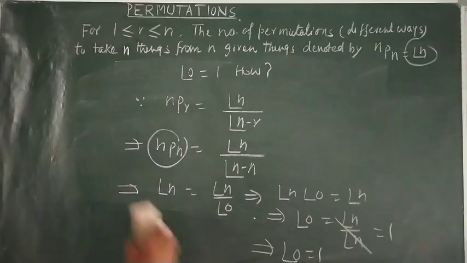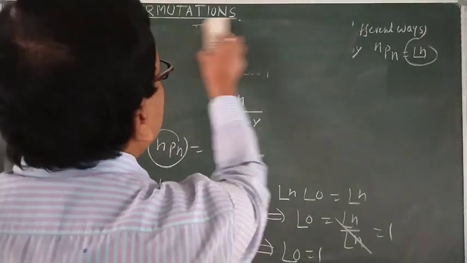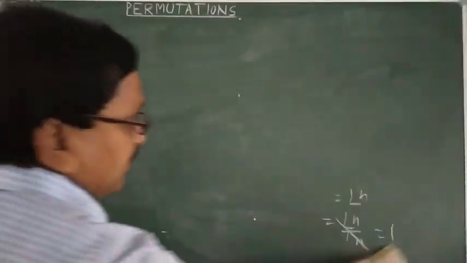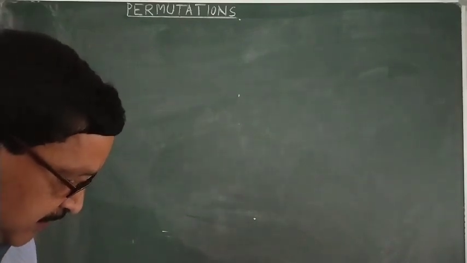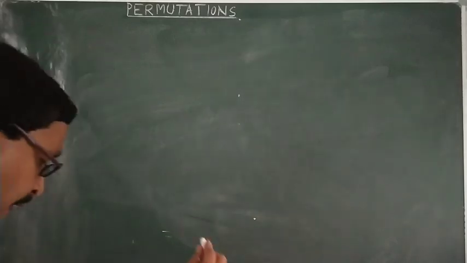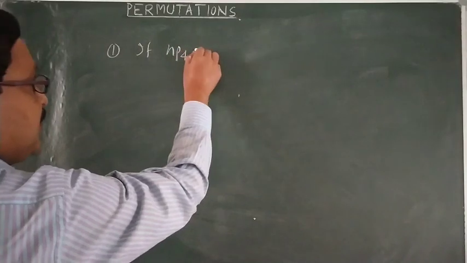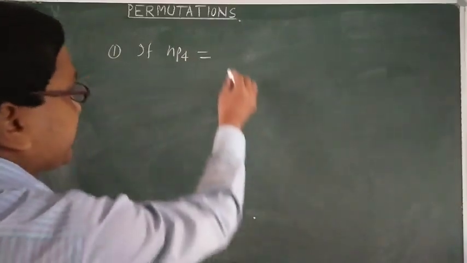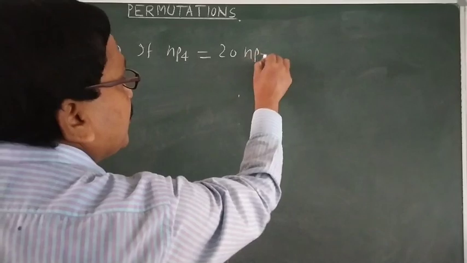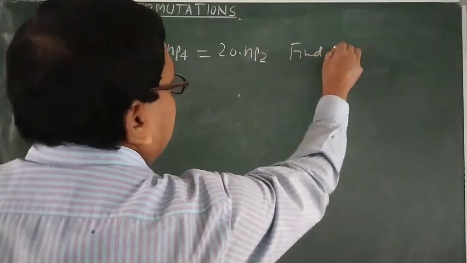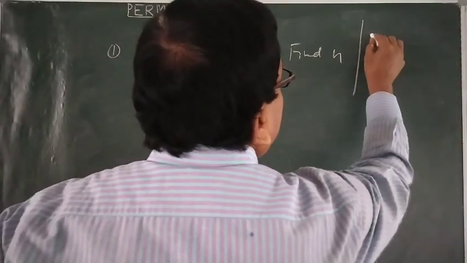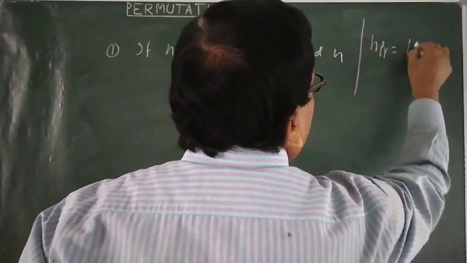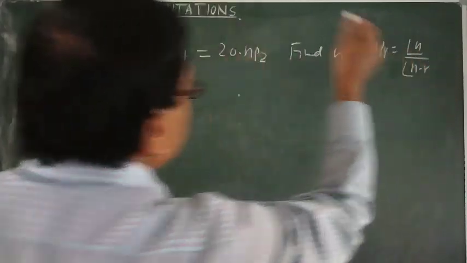The proof is conducted. Now the related problems on permutations. How do we do the problems on permutations? Let us see. The first question: if nP4 is equal to 20 times nP2, find n. We have to find out the value of n. Now applying the formula nPr is equal to factorial n upon factorial n minus r. So this is being used.